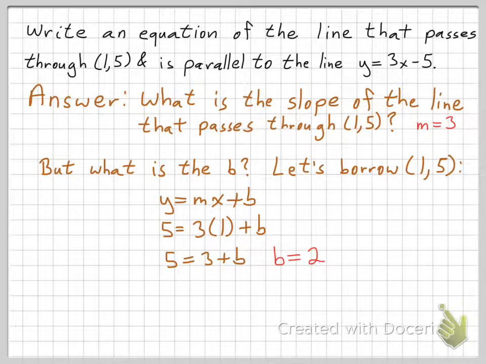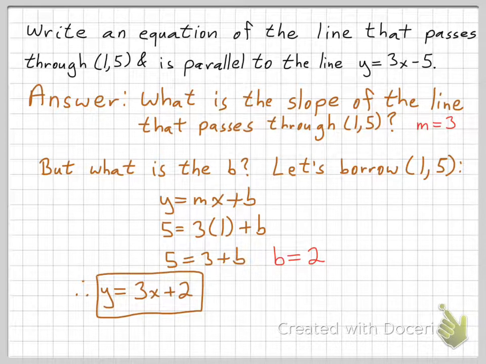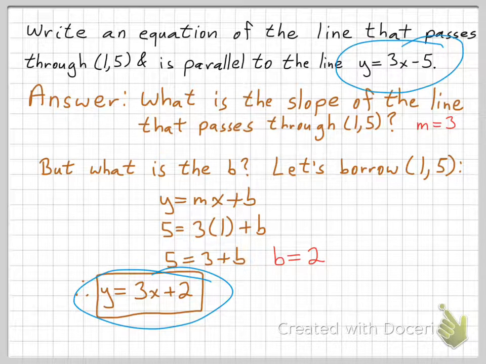And then solving, you get 5 is equal to 3 plus b. Subtract 3 from both sides, and you get that my b, or my y-intercept, is 2. Therefore, y equals 3x plus 2. It has a slope of 3 and a y-intercept of 2. Okay? So these two lines, y equals 3x plus 2 and y equals 3x minus 5, have the same slope but different y-intercepts. That's what makes them parallel.